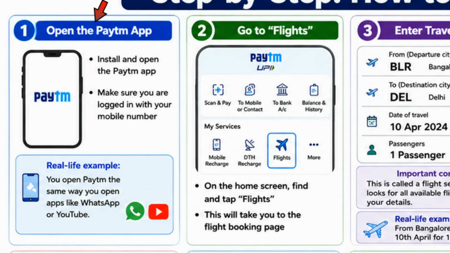Now we will see how to book a flight ticket. Step 1. Open the Paytm app. First install the Paytm app, open the app and log in using your mobile number. Step 2. Go to Flights. On the home screen, find the Flights option. Tap on it. Now the app opens the flight booking page.